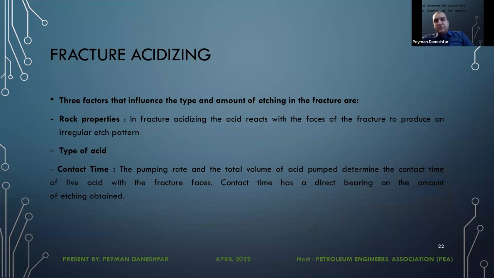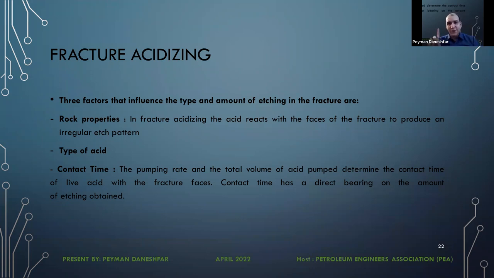Three factors influence the type and amount of etching in fracture acidizing. Rock properties: this is important because you should know about the rock properties. If you know about the formations, the rocks, or the elements in a formation, you can design the best jobs.